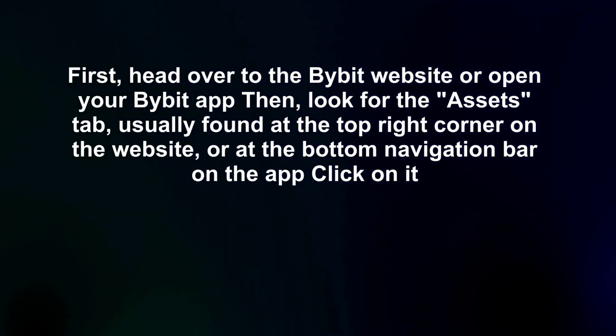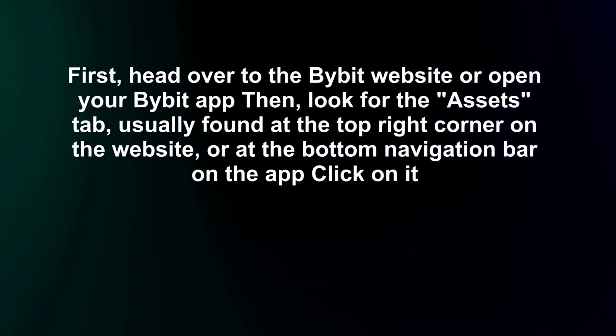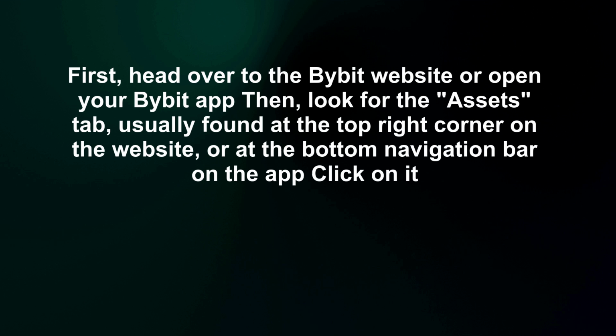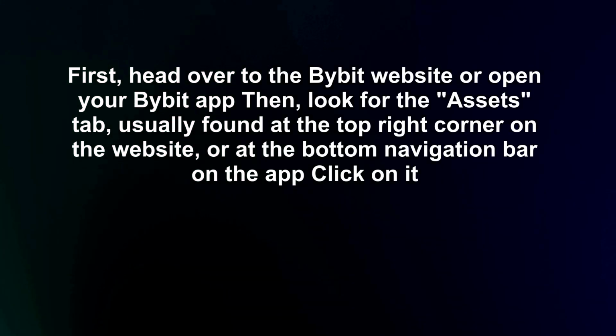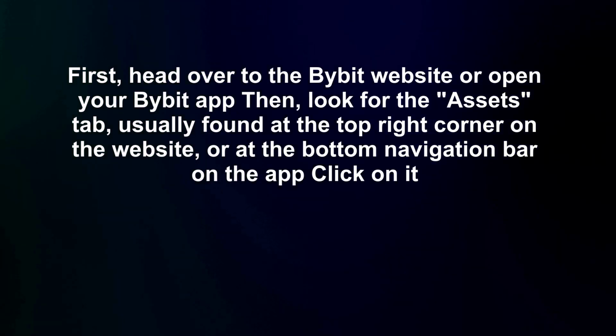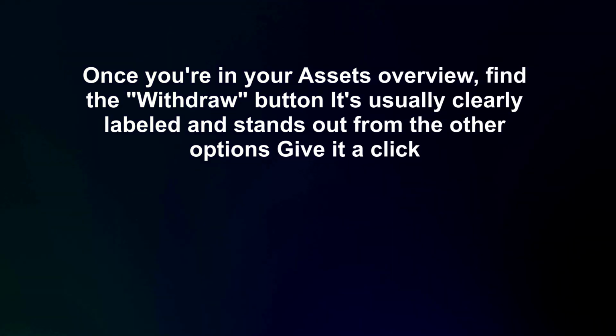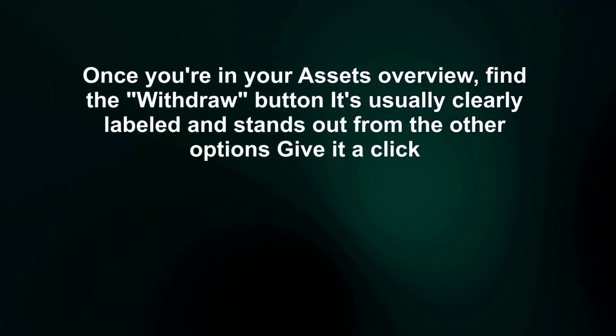First, head over to the Bybit website or open your Bybit app, then look for the Assets tab, usually found at the top right corner on the website, or at the bottom navigation bar on the app. Click on it. Once you're in your Assets overview, find the Withdraw button. It's usually clearly labeled and stands out from the other options.